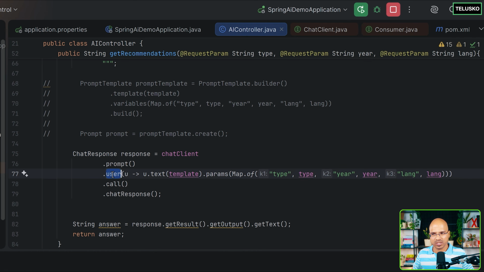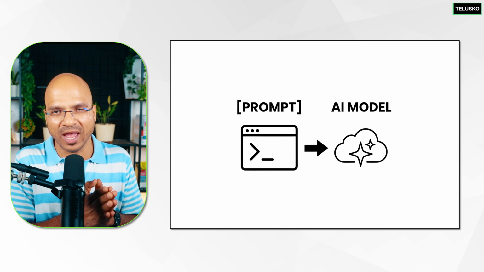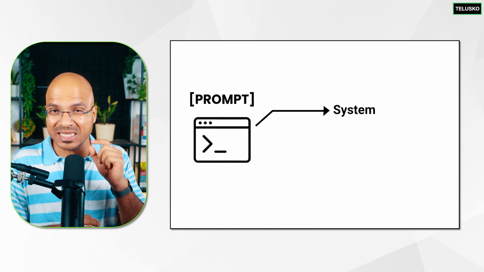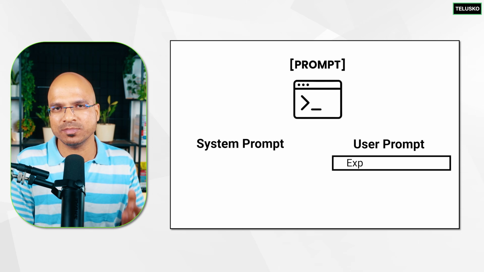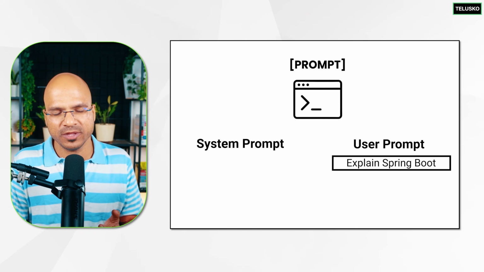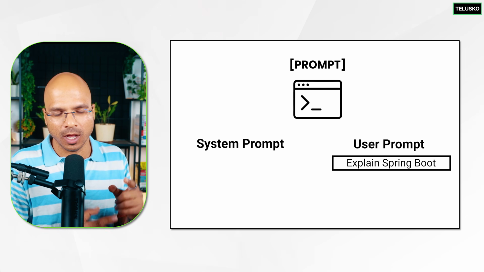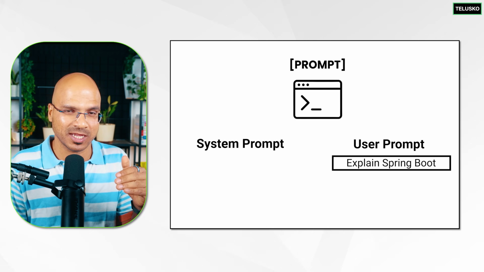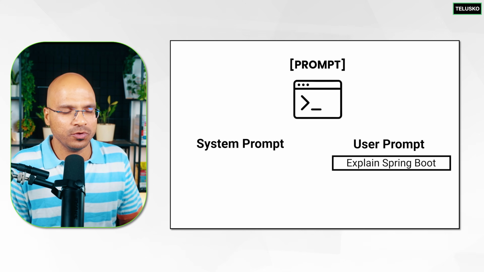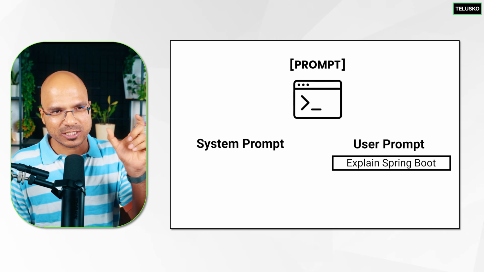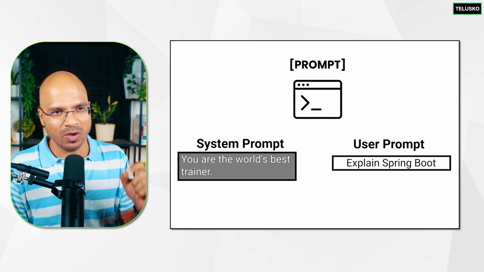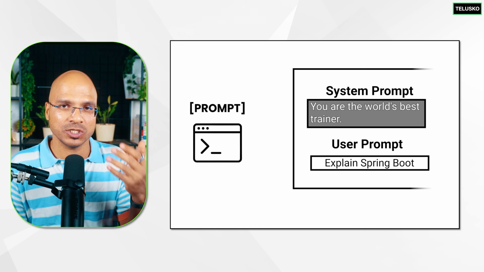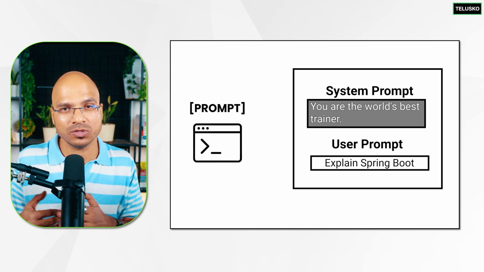Now let's talk about this user here. Whenever you talk about prompts, when you talk to the AI model, we will have two parts. One is called a system prompt and second is called a user prompt. Now, whenever your user types a message, that is a user prompt. But if you remember, a good prompt also specifies some extra things. Example, if you want to get code, or maybe if you want to learn something from AI, you can specify at the start, you are the world's best trainer. Now explain this. That first line is your system prompt and the remaining part is your user prompt.